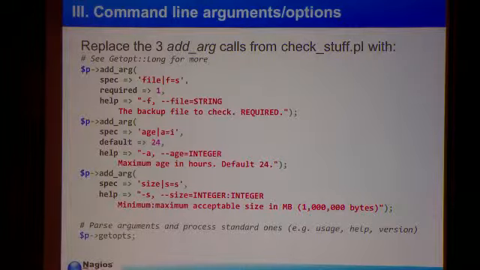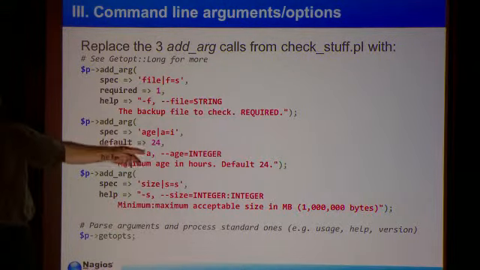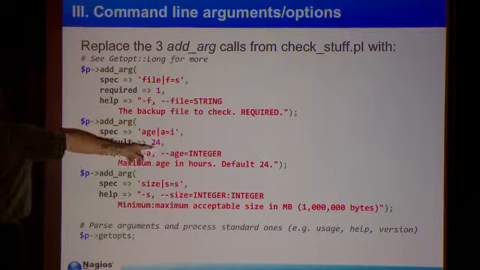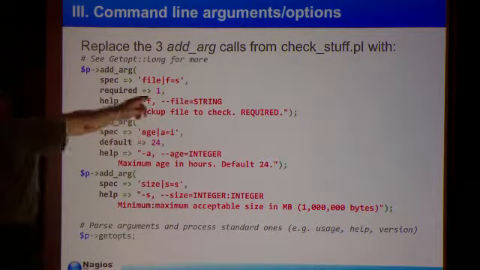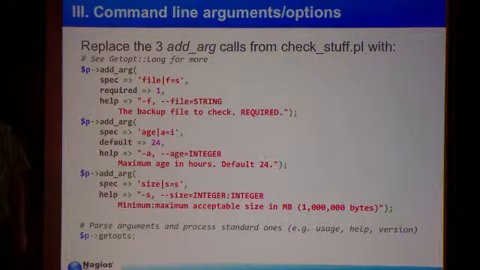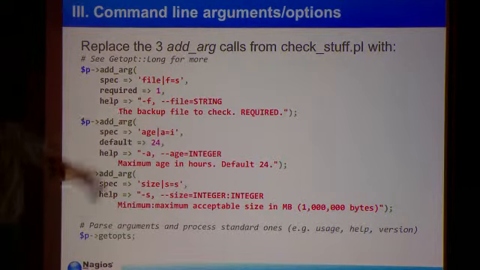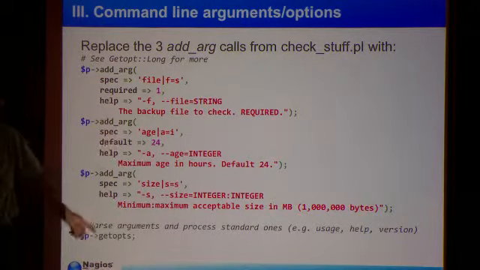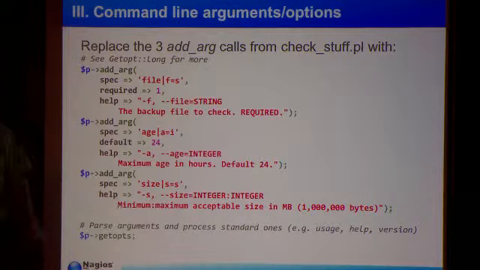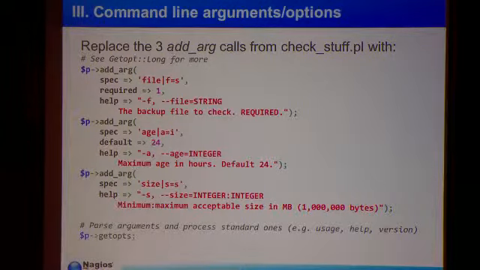And then we do one of these add arg stanzas for each of our arguments to supply additional help and default values. So the default, we're going to make the age argument optional and default it to 24 hours. We're going to make the file name argument mandatory, required, and the size one is also optional.